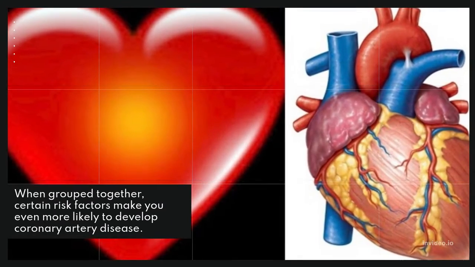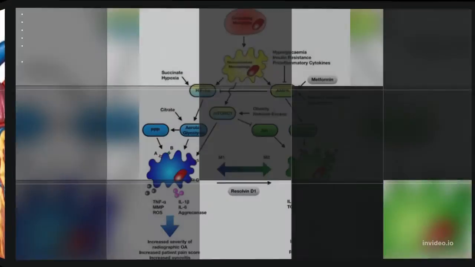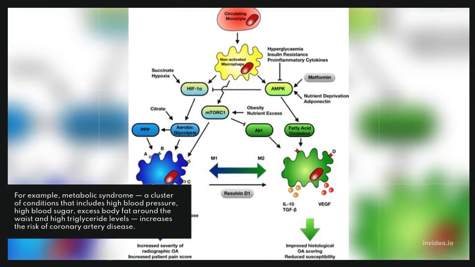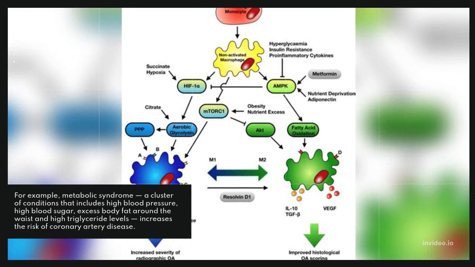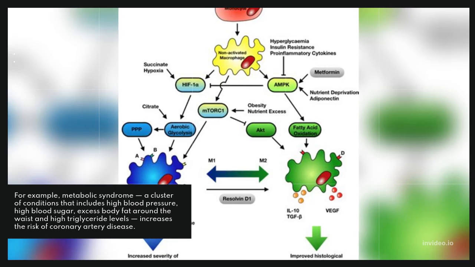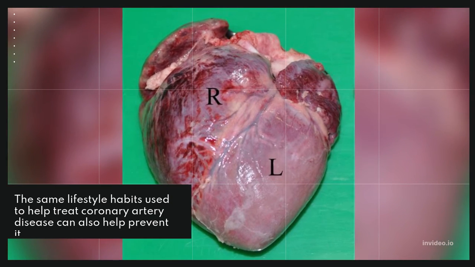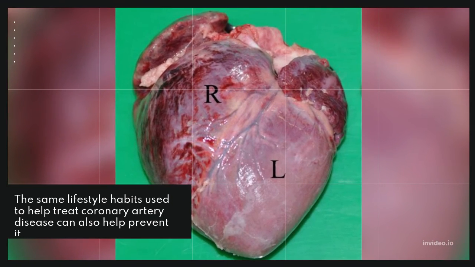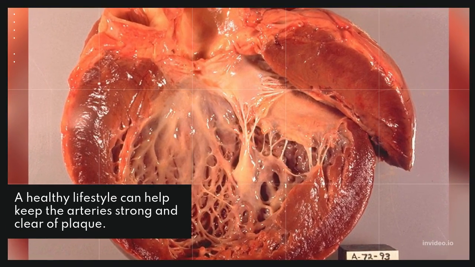When grouped together, certain risk factors make you even more likely to develop coronary artery disease. For example, metabolic syndrome, a cluster of conditions that includes high blood pressure, high blood sugar, excess body fat around the waist and high triglyceride levels, increases the risk of coronary artery disease. Sometimes coronary artery disease develops without any classic risk factors. The same lifestyle habits used to help treat coronary artery disease can also help prevent it. A healthy lifestyle can help keep the arteries strong and clear of plaque.